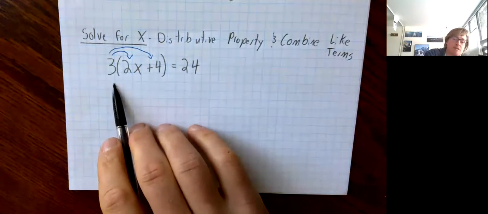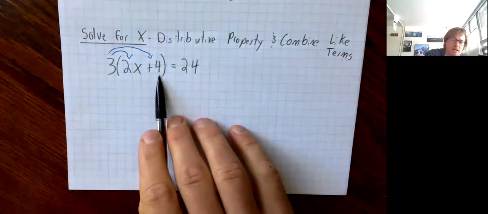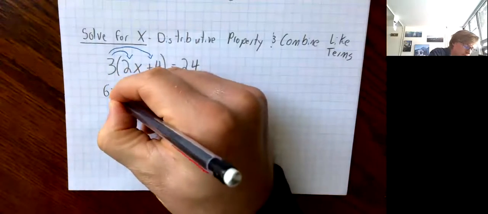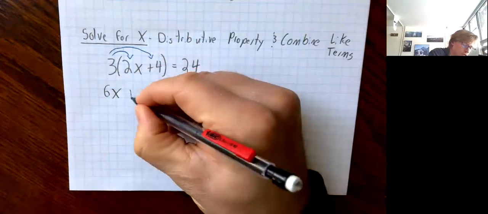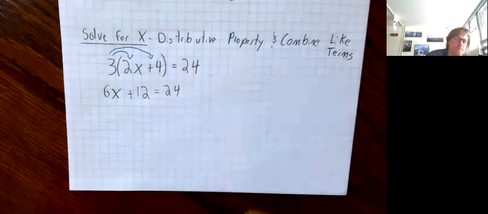Remember, distributive property is multiplication, so I'm going to do 3 times 2x and then 3 times positive 4. 3 times 2x is 6x. 3 times 4 is 12. So I'm going to add 12 equals 24.